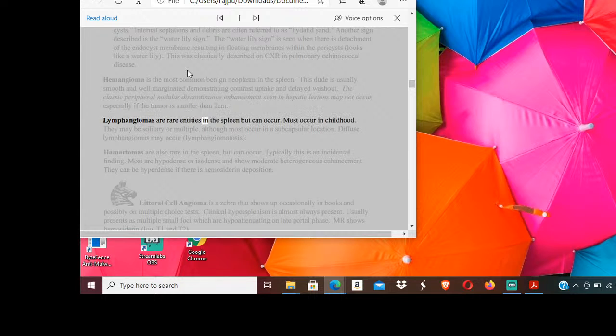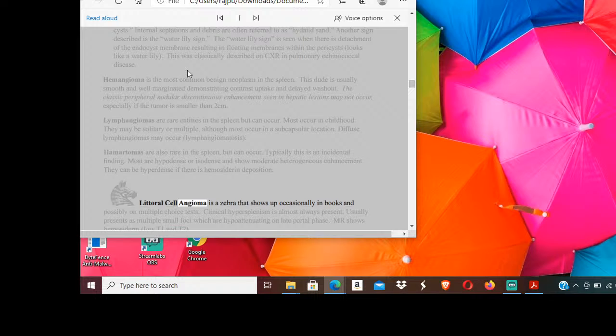Lymphangiomas are rare entities in the spleen, but can occur. Most occur in childhood. They may be solitary or multiple, although most occur in a subcapsular location. Diffuse lymphangiomas may occur, lymphangiomatosis. Hamartomas are also rare in the spleen, but can occur. Typically this is an incidental finding. Most are hypodense or isodense and show moderate heterogeneous enhancement. They can be hyperdense if there is hemosiderin deposition.